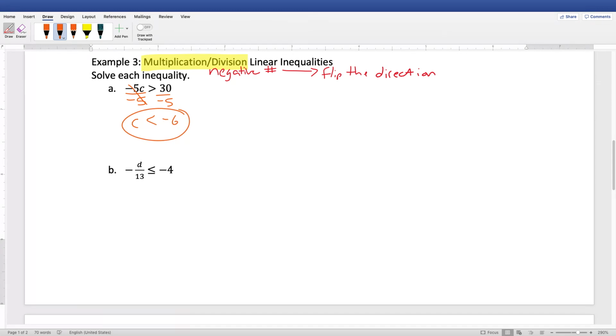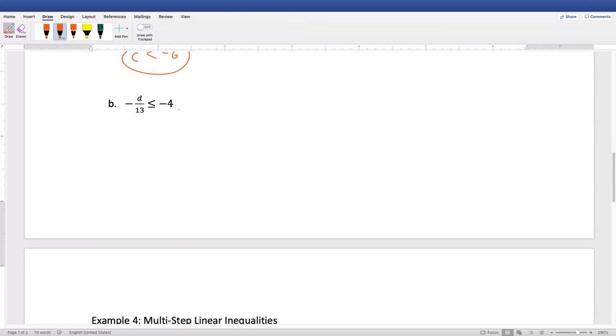Now, on example 3b, we have negative d over 13 is less than or equal to negative 4. There are multiple ways to solve this, and most people don't like to put the negative in the denominator. So what they do first is they say, I'm going to get rid of this 13, and to do that, I'm going to multiply both sides by 13. Whatever you do to the left side, you must do to the right side. On the left side, my 13 cancels, and I'm left with negative d is less than or equal to negative 4 times 13, which is negative 52.